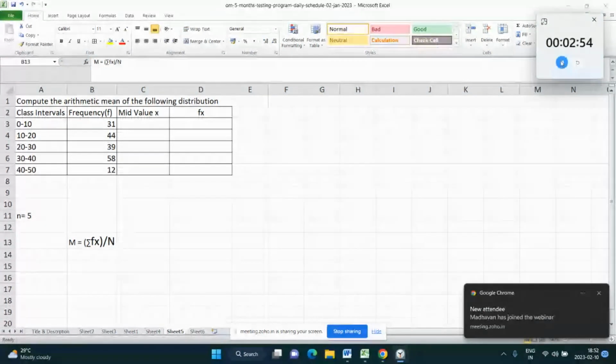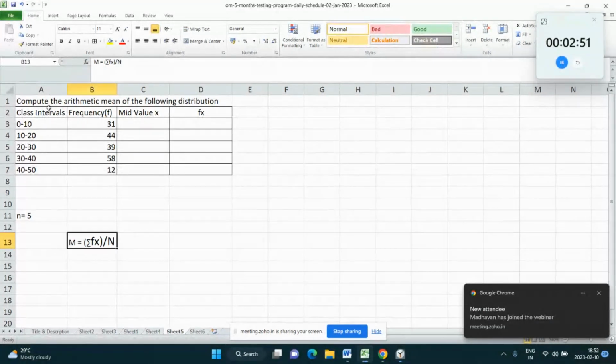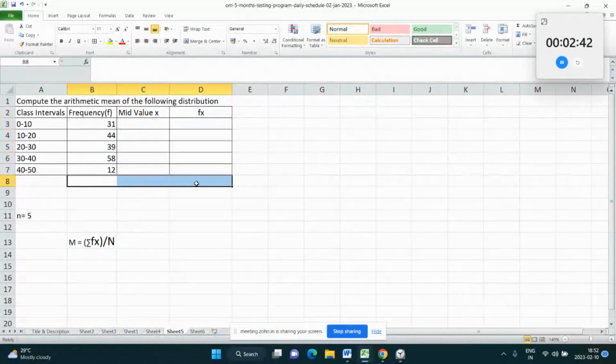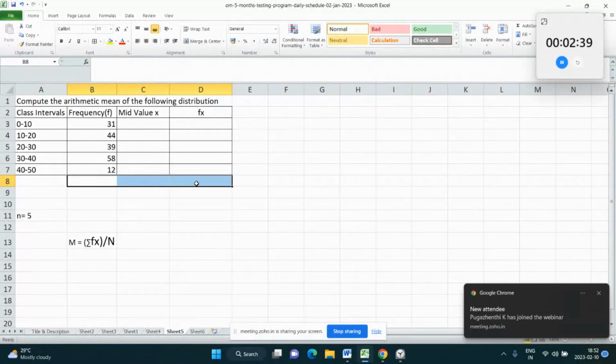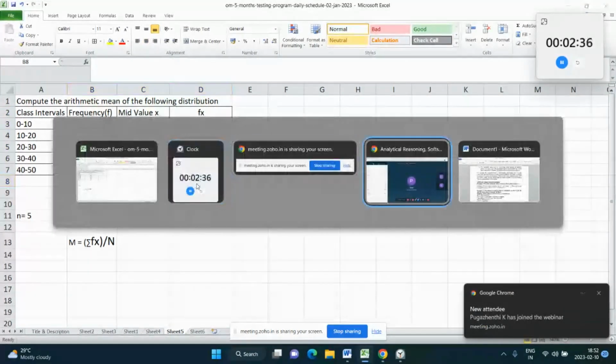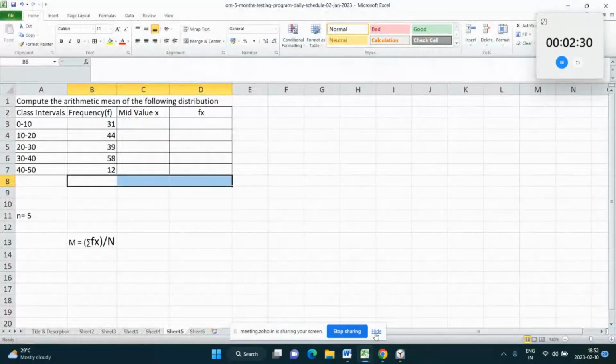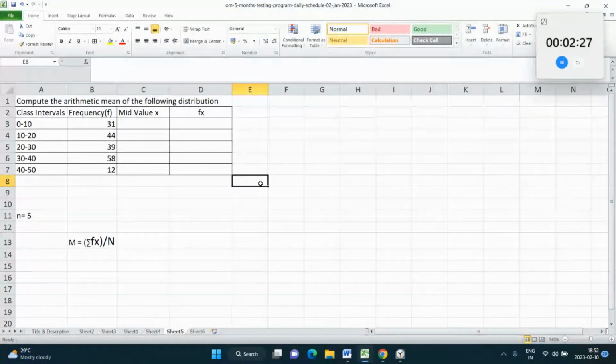You have the class intervals. You have the frequency here. Find the mid value, multiply it with frequency, and calculate the sum. You are seeing the problem here. I want you to do this problem and give me your answer.